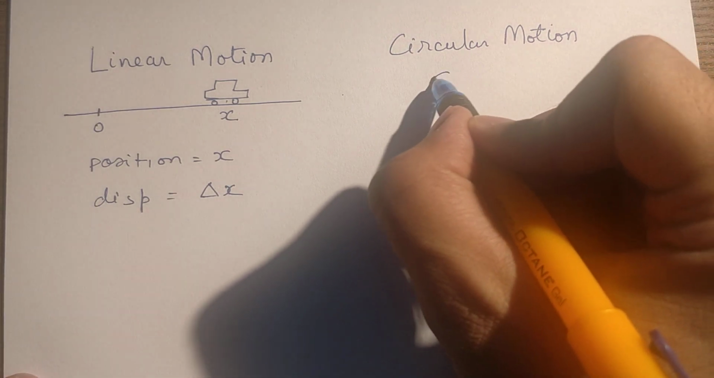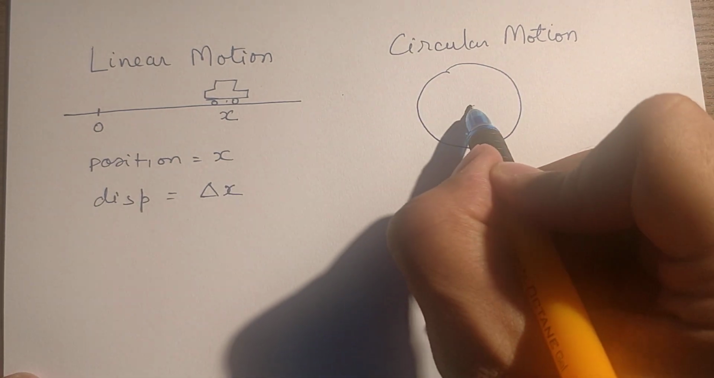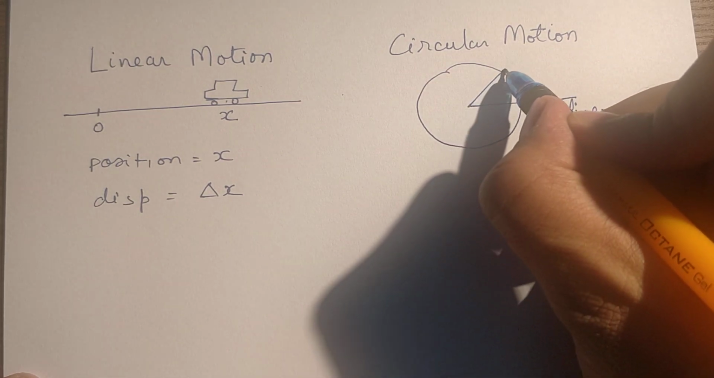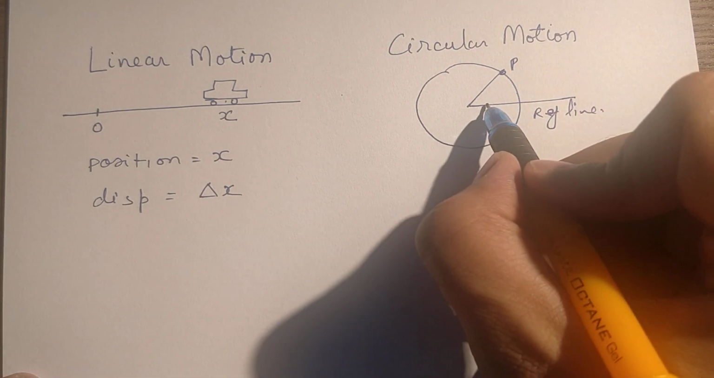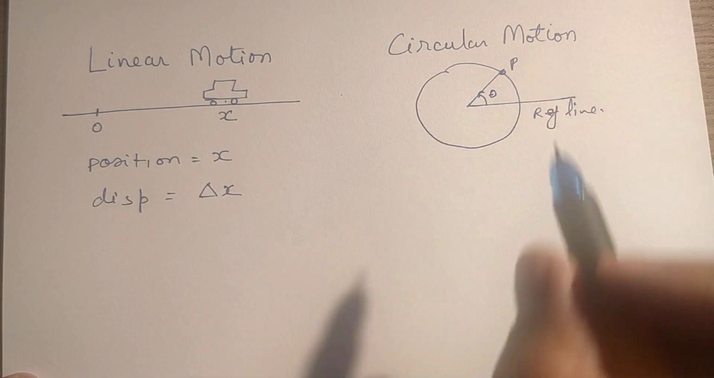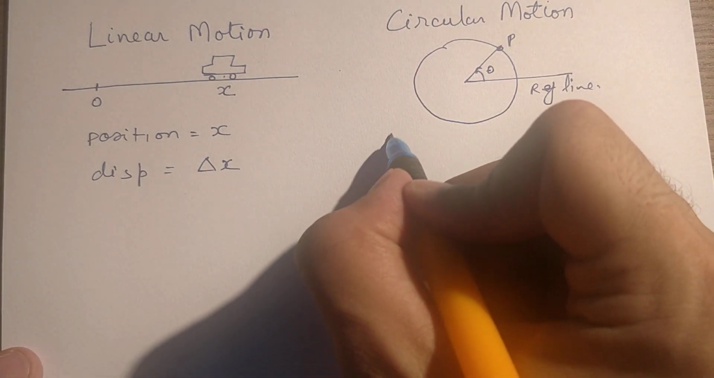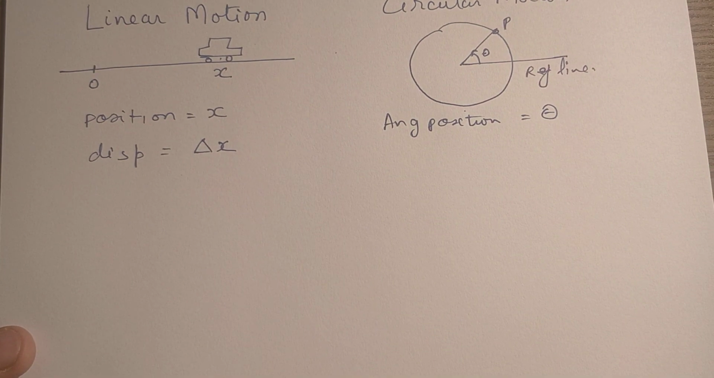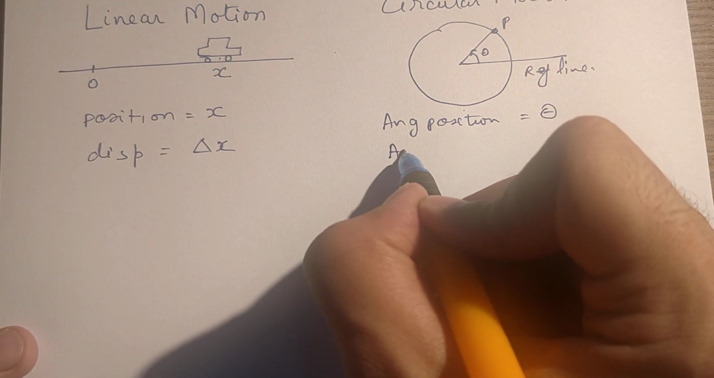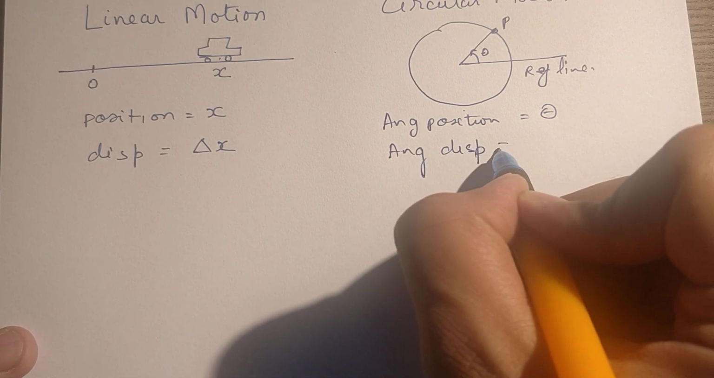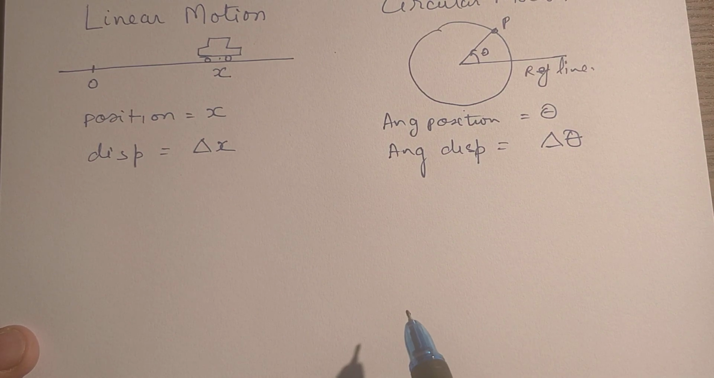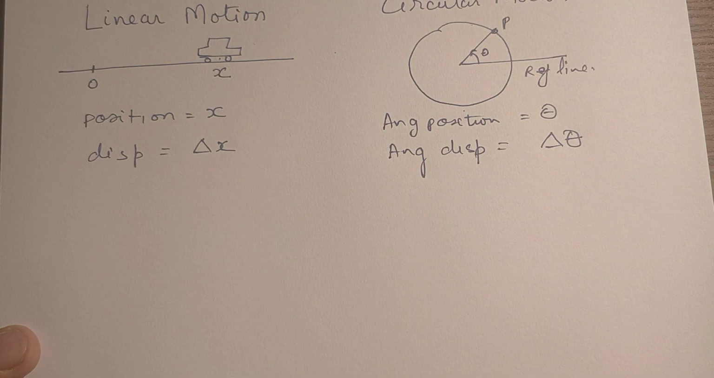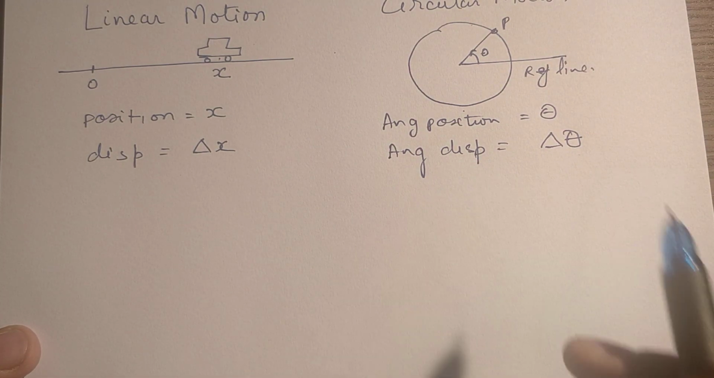Similarly in circular motion, we can define position with respect to a reference line. So this is our reference line, and let's say initially the particle is at point P. So this angle from the reference line is nothing but position. Here this position is called angular position, which is theta. Similarly, if position changes, that will be called angular displacement, which is nothing but change in position. So initially the particle is here, let's say it rotates, so the angle will be increasing. So the change in angle is nothing but angular displacement.